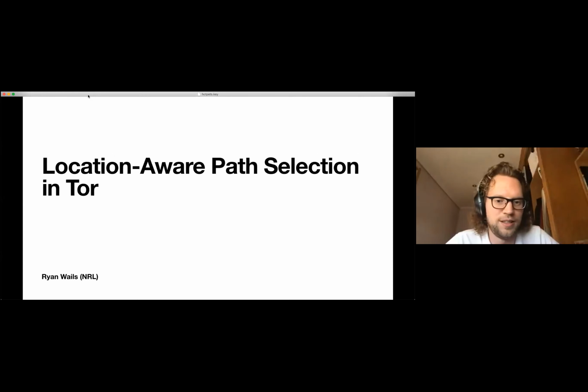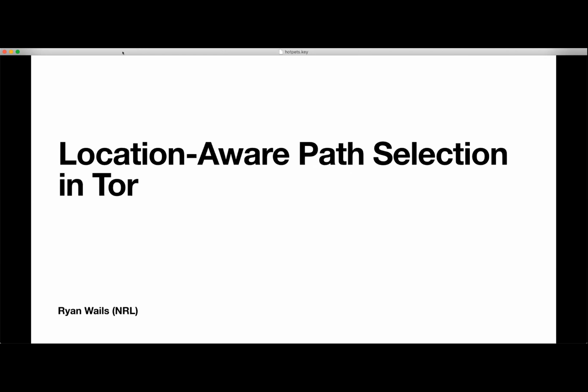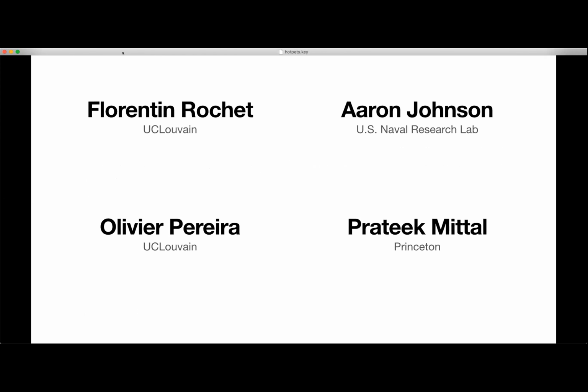Okay, great. So yeah, I'm Ryan. I'm going to talk about location-aware path selection in Tor today, which is joint work with my friends and colleagues Florentin Rochet and Olivier Pereira at UC Louvain, Aaron Johnson, our great PETS chair at the Naval Research Lab, and Prateek Mittal at Princeton.